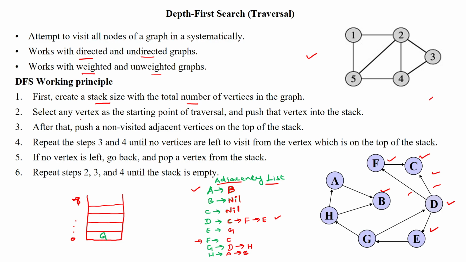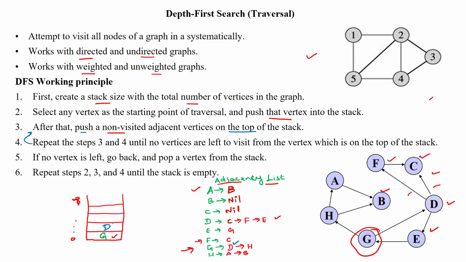After that we select any vertex and push it into the stack. So we take G as the source vertex and push it into the stack. After pushing, we have to check the adjacent vertices which are unvisited. For G the unvisited vertices are D and H. We can select the first one, D. D is the first vertex in the adjacency list, so we push D into the stack. Now the top of the stack is D, and we repeat step 3, which is pushing the non-visited adjacent vertices onto the top of the stack.